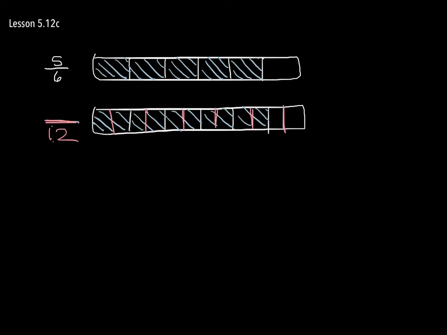And if I count them now, I have 1, 2, 3, 4, 5, 6, 7, 8, 9, 10. So now I have 10 12ths. And my multiplier is 2.